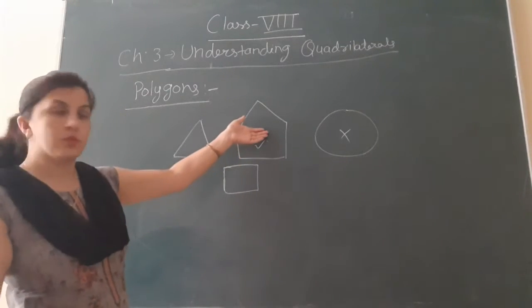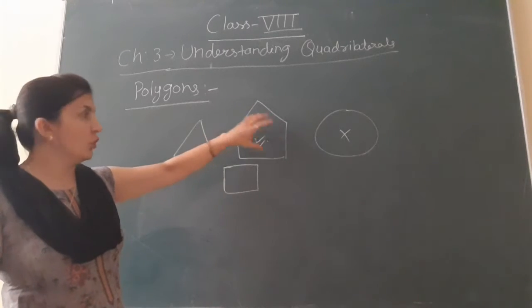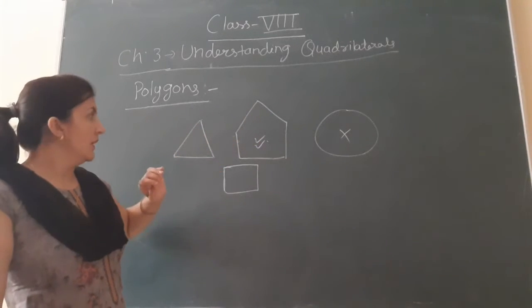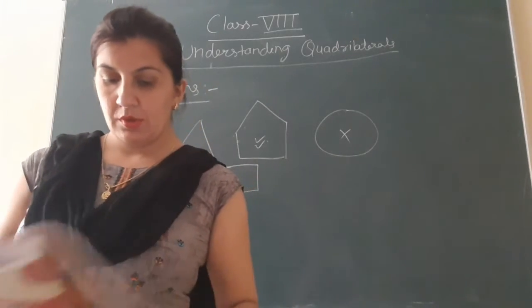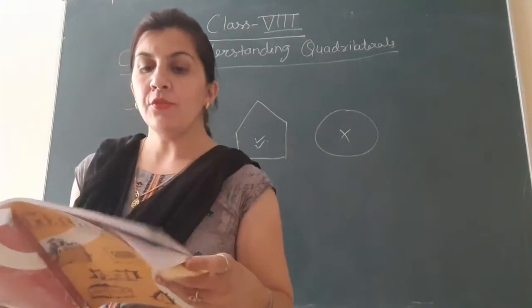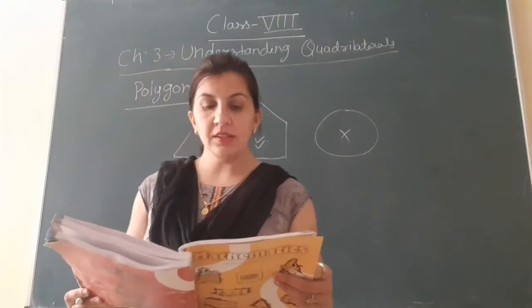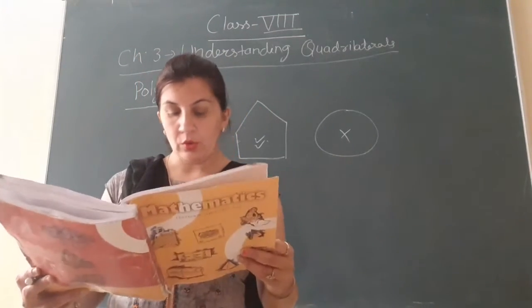Closed is which has no point open, no side is left, and open is if any one side remains. Now if the number of sides is 3, then it is a triangle. You know all about this.